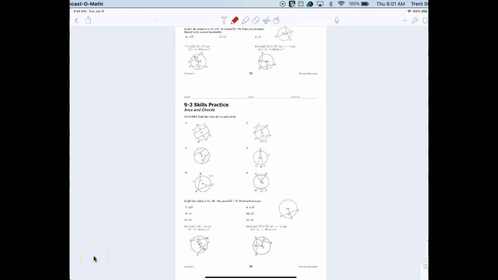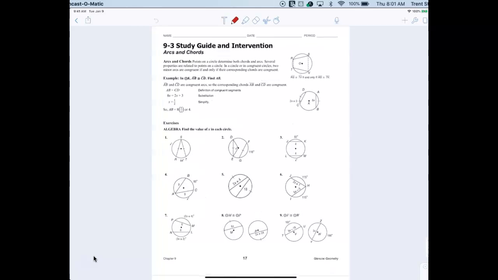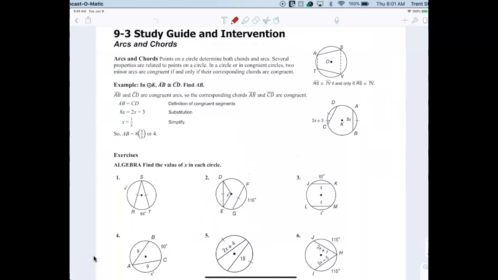Very easy. They're just rules. All right, so for section 9.3, now they're going to talk specifically about the arcs and chords. Yesterday we talked about the measure and we talked about the length.